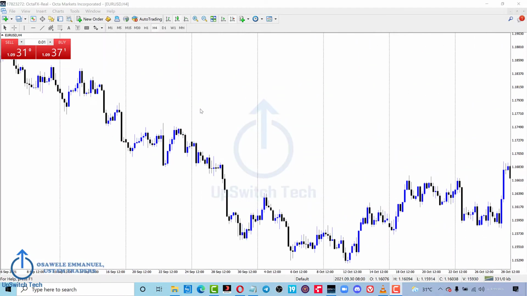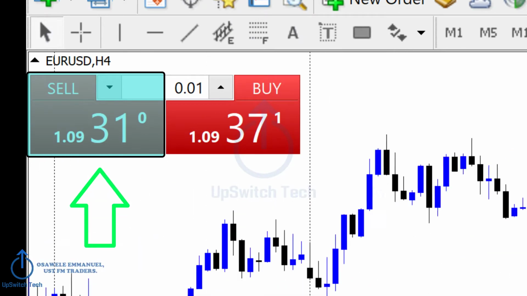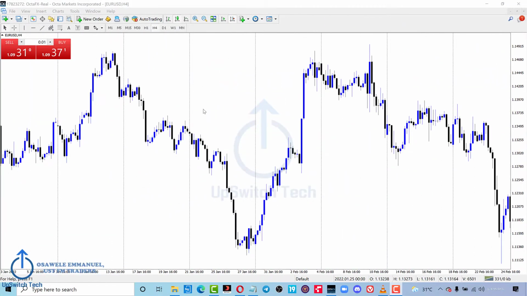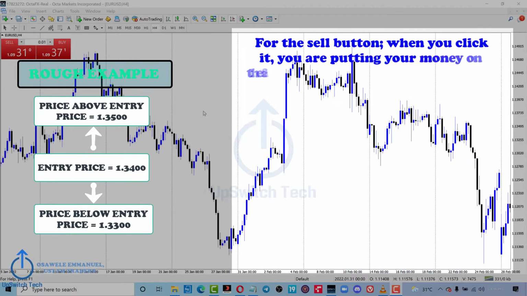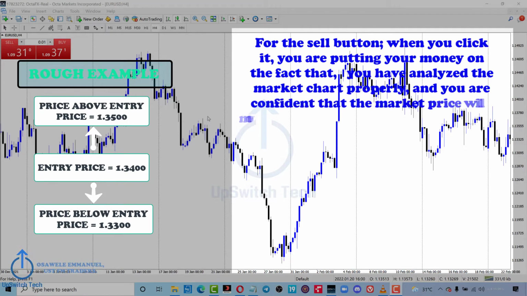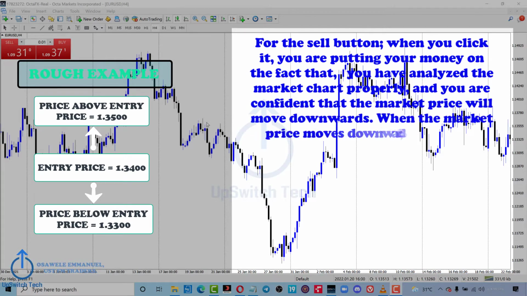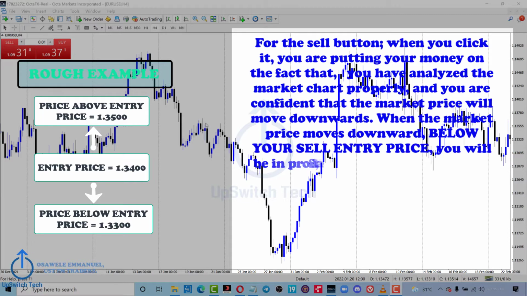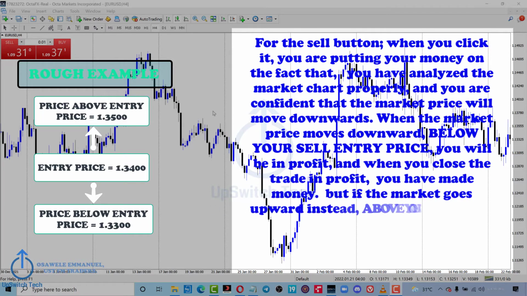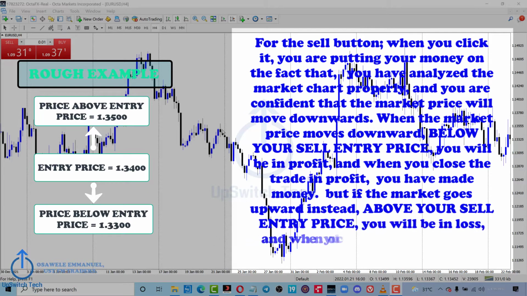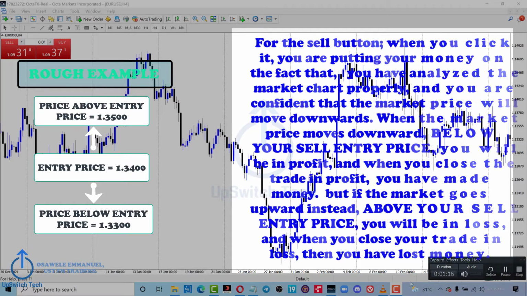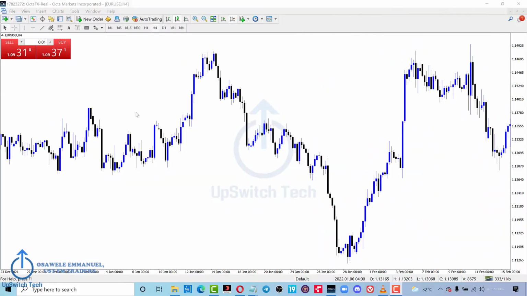For the sell button, when you click it, you are putting your money on the fact that you have analyzed the market chart properly, and you are confident that the market price will move downwards. When the market price moves downward, below your sell entry price, you will be in profit, and when you close the trade in profit, you have made money. But if the market goes upward instead, above your sell entry price, you will be in loss, and when you close your trade in loss, then you have lost money.